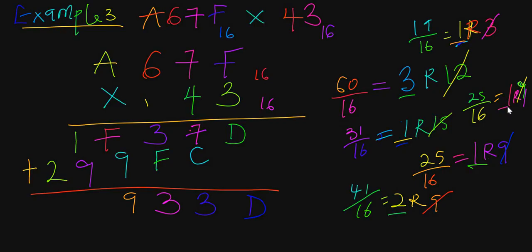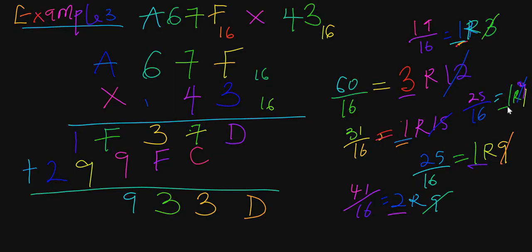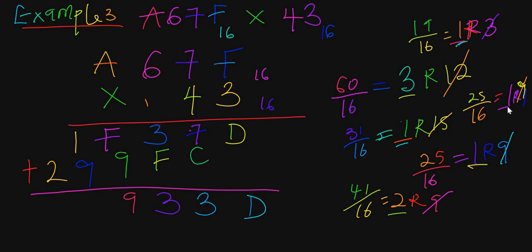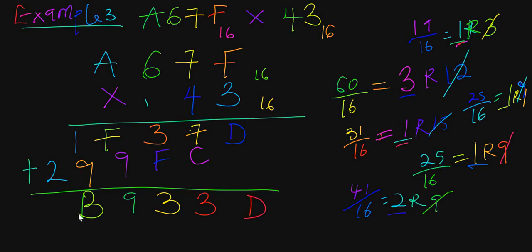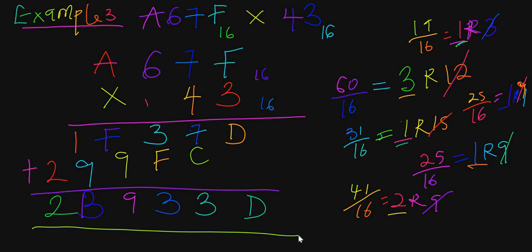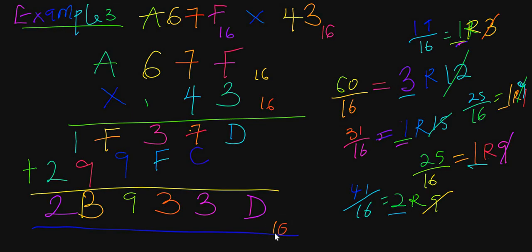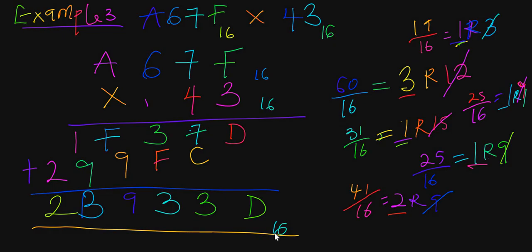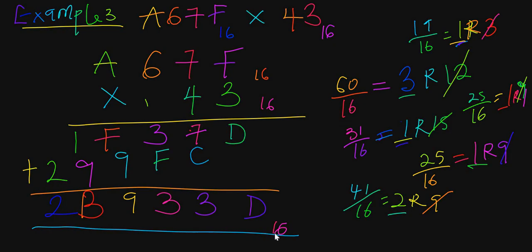So 11 is a number in base 16. But I'm not going to be writing 11 as in 1 and 1. I'm going to be using the letter representation of 11. And the letter representation of 11 is B. So I'm going to write B. Then I have 2. So the final answer in base 16 is 2B93D in base 16. It's quite explanatory. And this is how you solve problems with other bases that you come across.